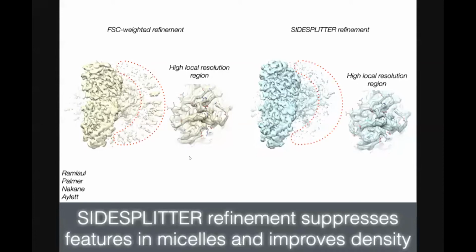Here, this is a membrane protein, and we have all of these spurious features within the micelle, relatively high local resolution, which disappear completely in the SIDESPLITTER refinement. And there's also an improvement in the map. Here you can see that there's a relatively continuous chain in the SIDESPLITTER refinement, whereas we get broken up data again in the high resolution regions of the standard refinement.